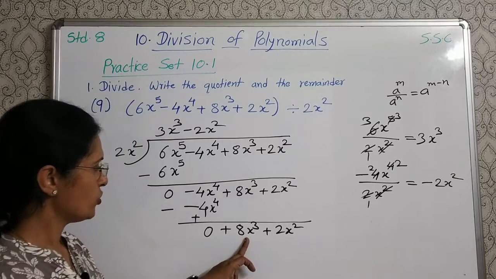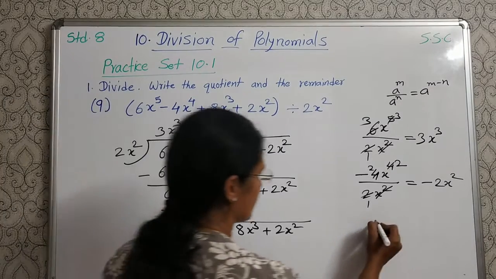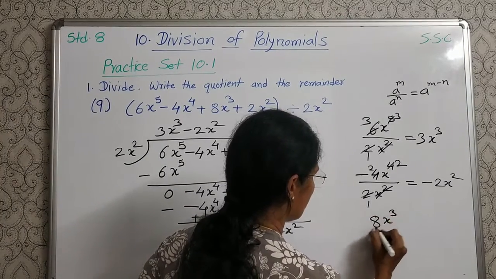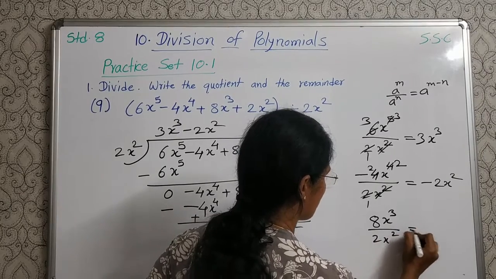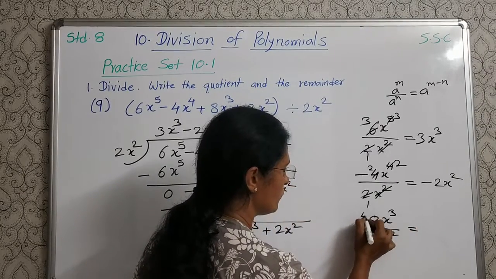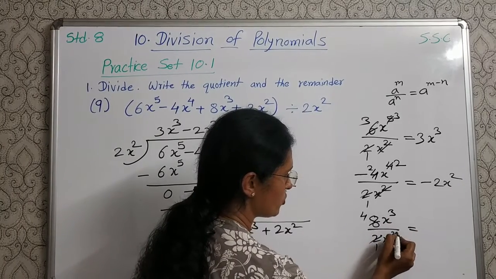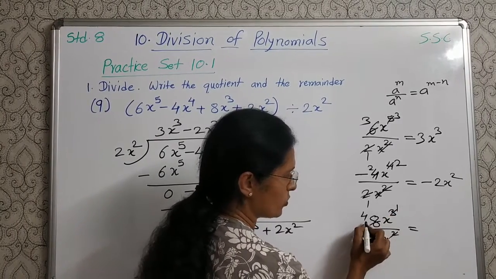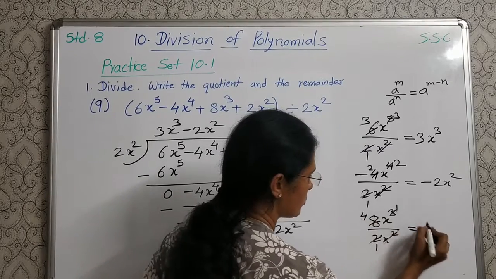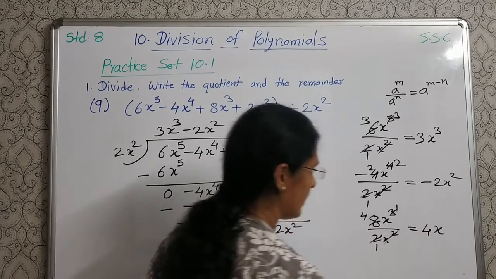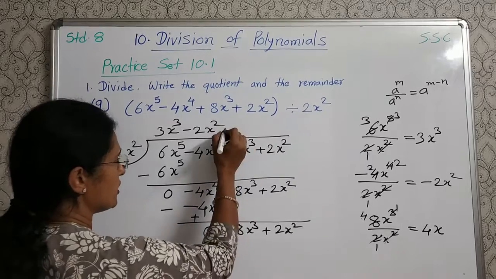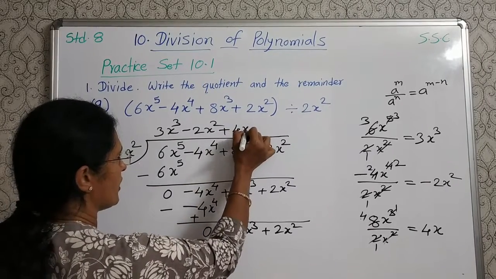Next, 8x cube divided by 2x square. Solve. 2 1s are 2, 2 4s are 8. x cube by x square, so 3 minus 2 is 1. So the quotient is 4x raised to 1, which means 4x. Write that quotient here, positive 4x.